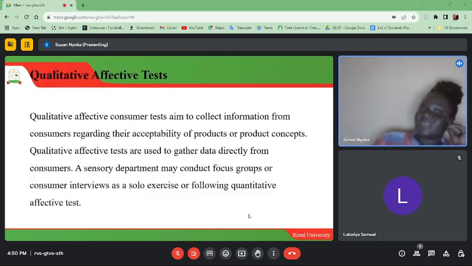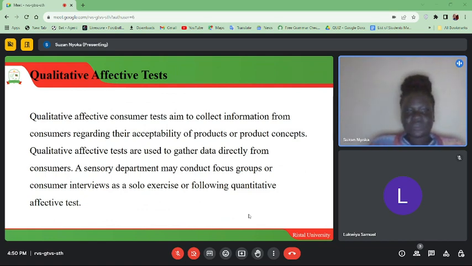And then qualitative affective tests. Those ones are examples of the quantitative affective tests. And then we're going to look at a qualitative affective test. Qualitative affective consumer tests aim to collect information from consumers regarding their acceptability of products or product concepts. Qualitative affective tests are used to gather data directly from consumers. A sensory department may conduct focus groups or consumer interviews as a solo exercise or following quantitative affective tests.